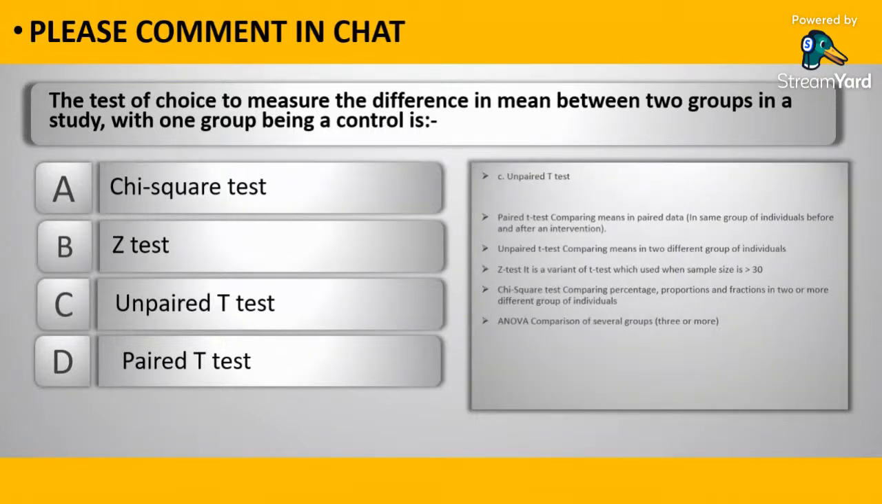Paired t-test is for comparing means in paired data. Unpaired t-test compares means in two different groups of individuals. Z-test is a variant of t-test which is used when the sample is more than 30. Chi-square test compares percentages, proportions and fractions. ANOVA is for comparison of several groups.